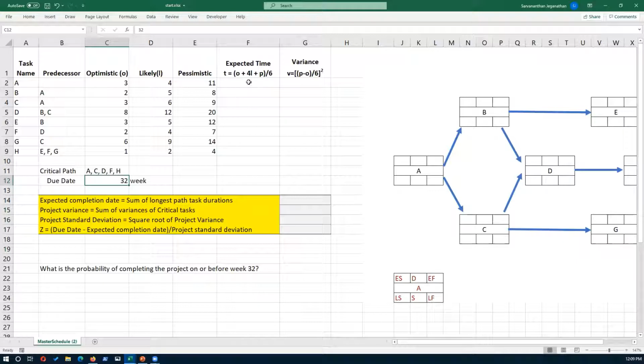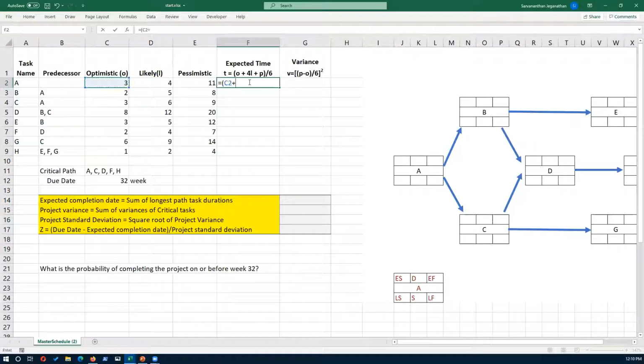So we'll start by calculating the expected time. So expected time is calculated using this formula here, which is optimistic time plus 4 times likely time and plus pessimistic time, and the whole thing divided by 6. So we'll write a formula to do this. So we start with the equal sign, optimistic time. And before putting equal sign, let me start with the parenthesis.